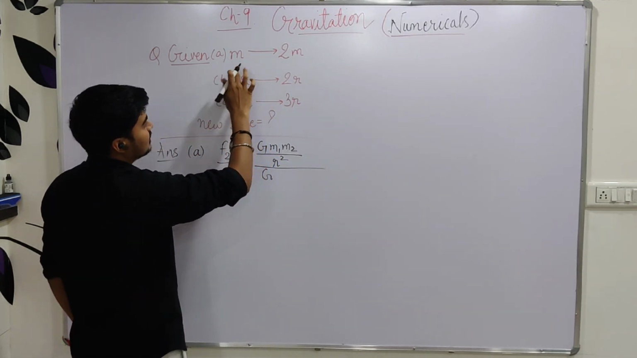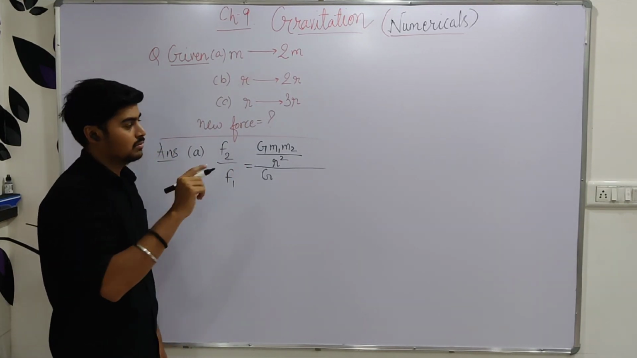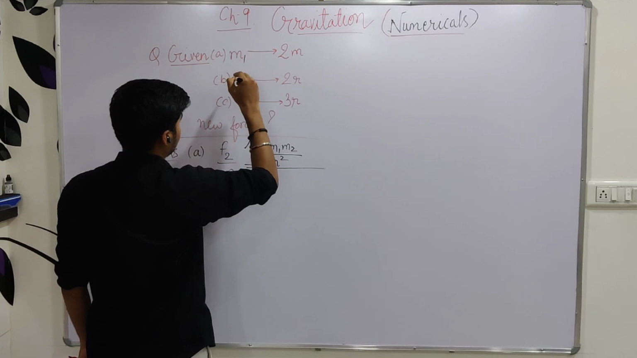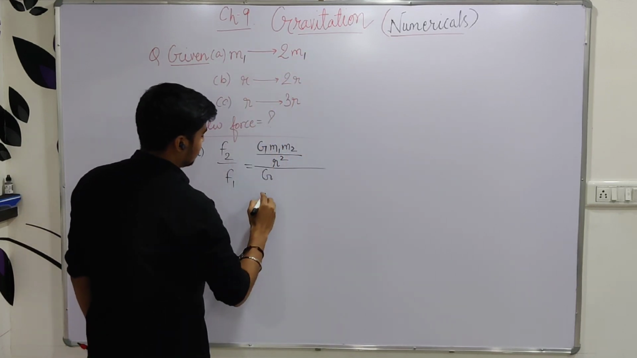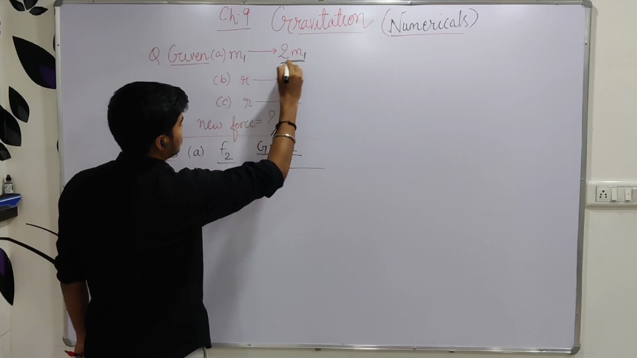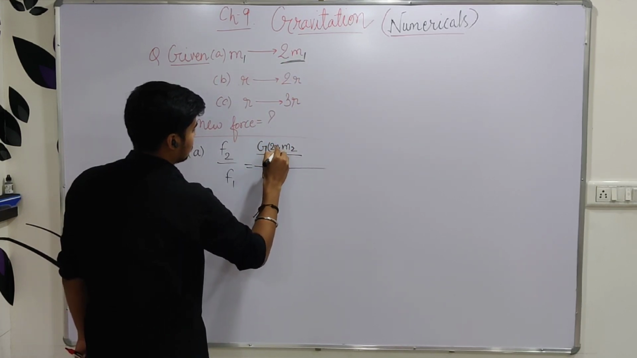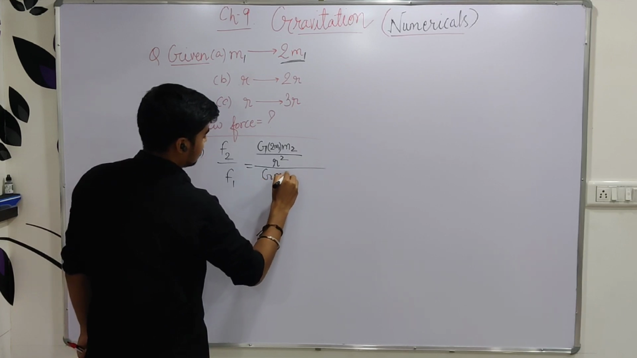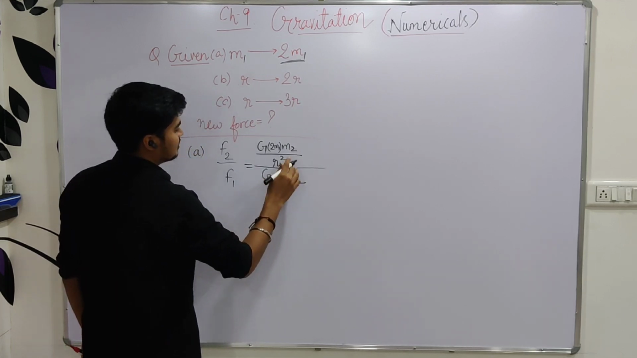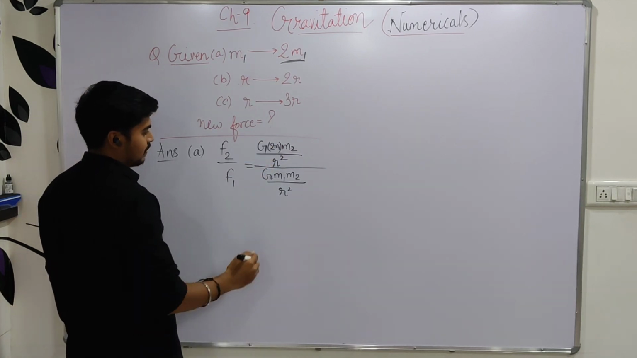G. Now here they haven't mentioned which mass is doubled, but any of the masses can be doubled. So if you want, then m1 can also be doubled. m1 changes to 2m1 in the new case, so I have to replace it with 2m1. So G m1 m2 by r square, as these are the values for the new force, so I have to write it here 2m1.